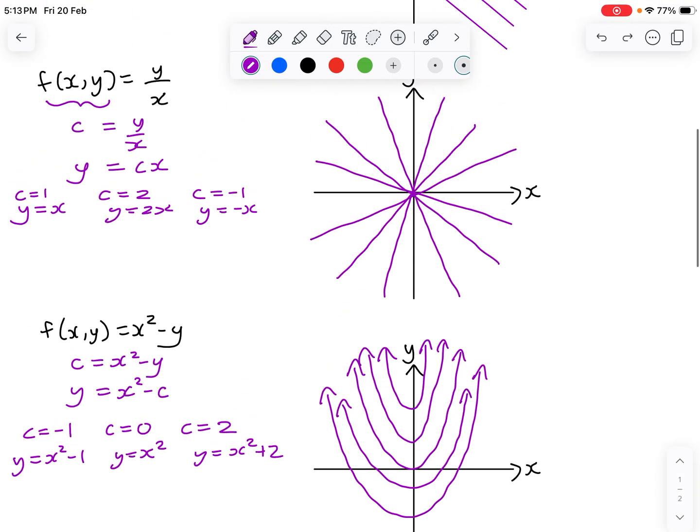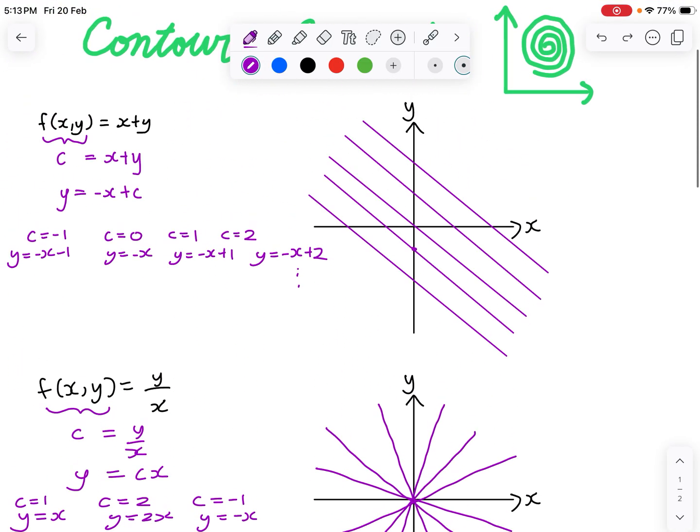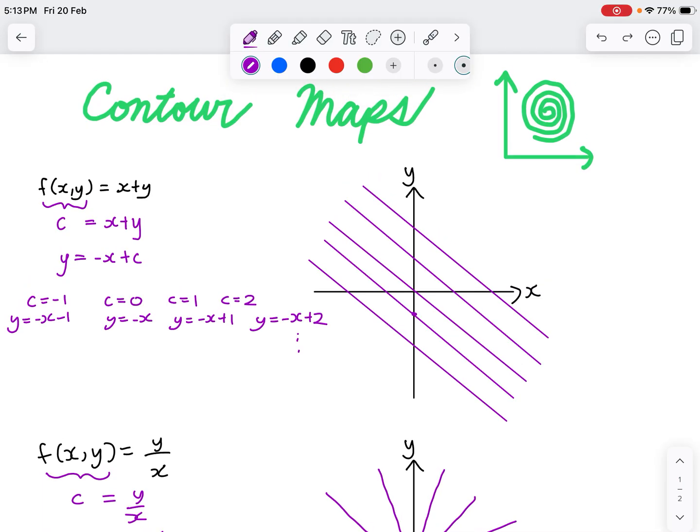This is kind of what it looks like for contour maps. I hope this helps. I'm sure practicing will definitely help, so I recommend you do that.